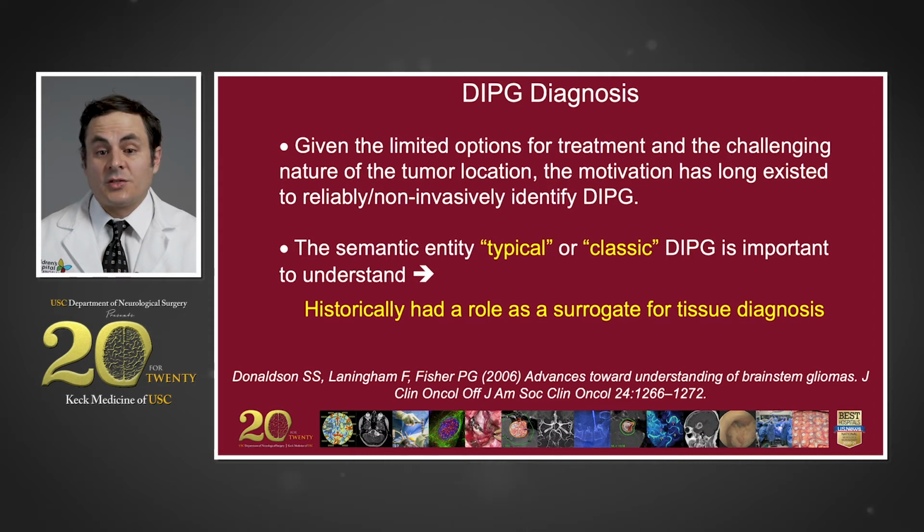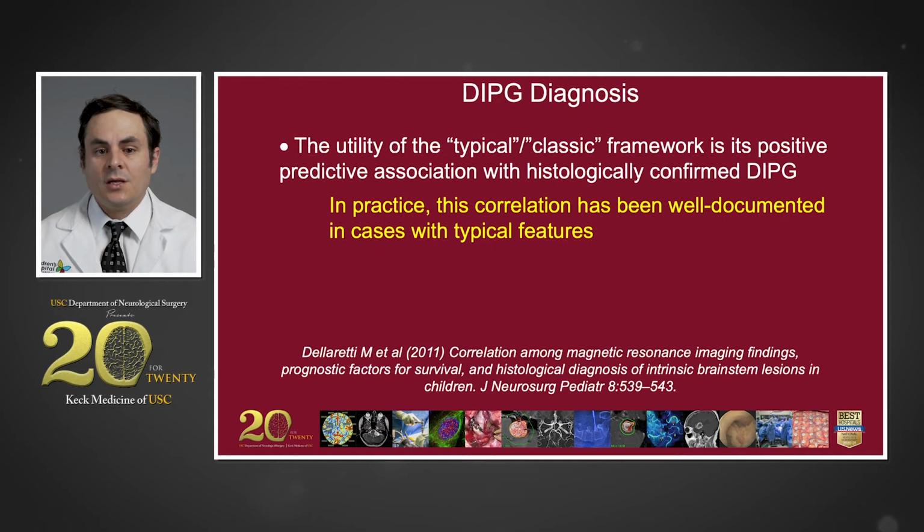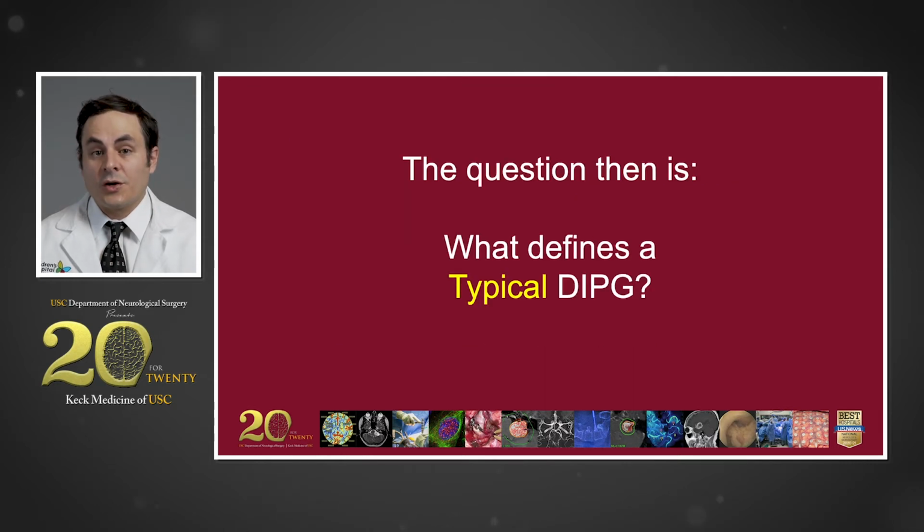So given the limited options for treatment and the challenging nature of the tumor location, the motivation has long existed to reliably and non-invasively identify DIPG. As a consequence of this, the semantic entity, typical or classic DIPG, has arisen and is very important to understand, because historically it's had a role as a surrogate for tissue diagnosis. The utility of this framework, the typical or classic nomenclature, is its positive predictive association with histologically confirmed DIPG. And this association in practice has been well documented in cases with these typical features. So the question then becomes, what defines a typical DIPG?